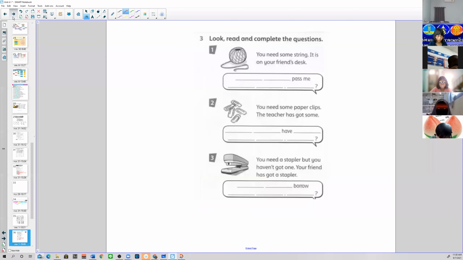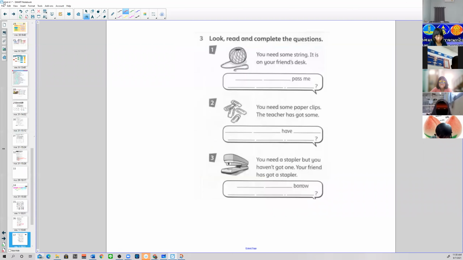No. Okay. This one, you were given the situation. You have to read and complete the questions. For example, number 1, the situation is you need some string. It is on your friend's desk. What should you ask?